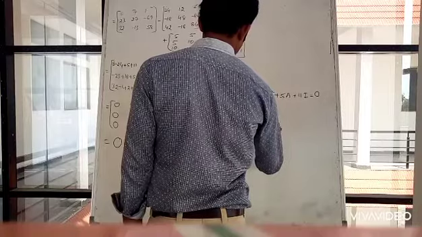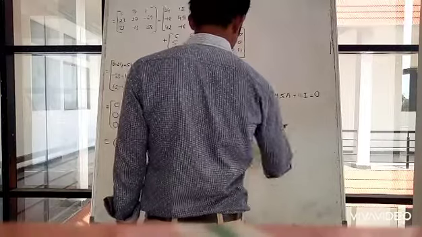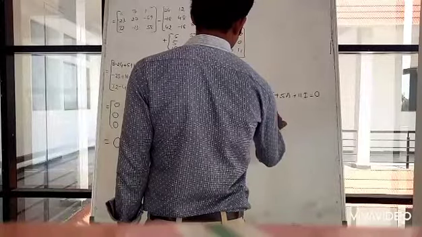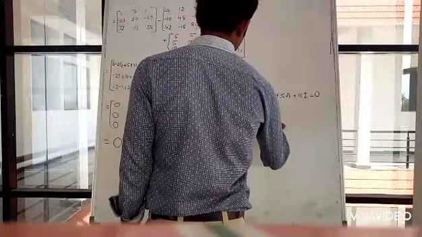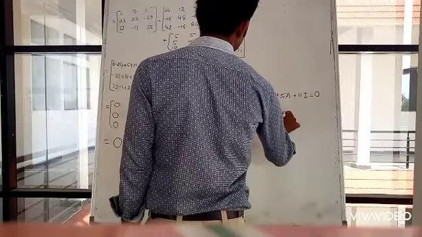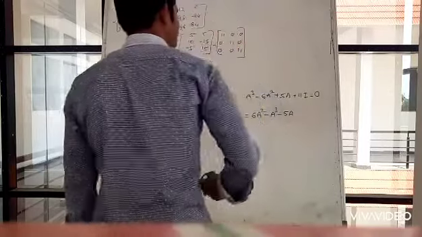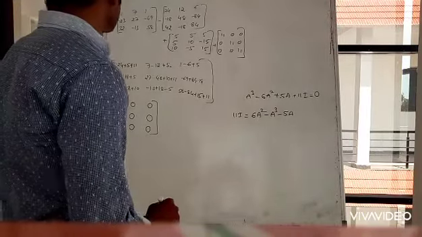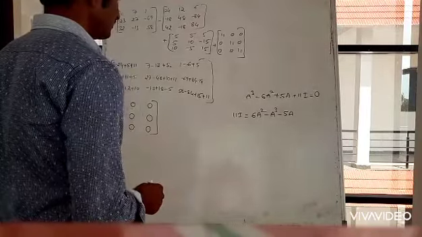Minus 5A. So before the A square, 6A square minus A cube minus 5A. Right. Substitute the values here, we get the answer.